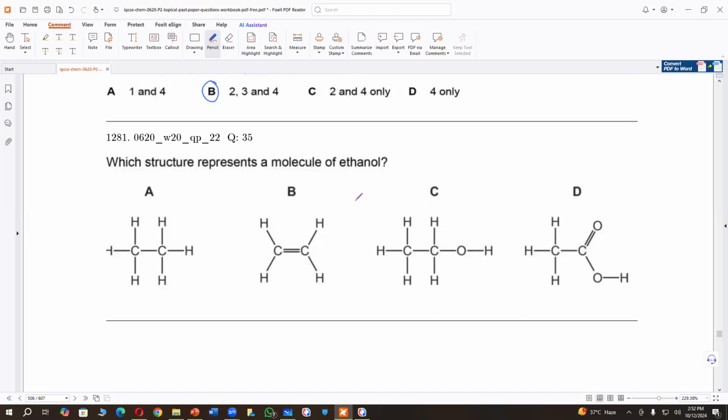Which structure represents a molecule of ethanol? C.